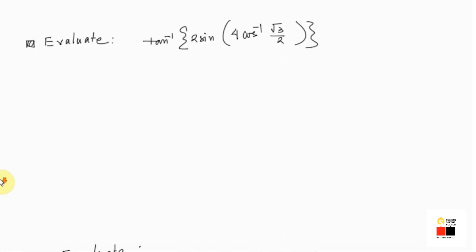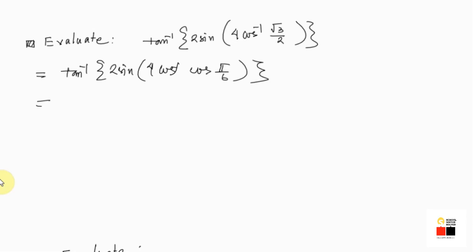Next, tan inverse 2 sine 4 cos inverse root 3 by 2. Tan inverse 2 sine 4 cos inverse root 3 by 2. Root 3 by 2 means cos pi by 6. Tan inverse 2 sine 4 into pi by 6. 2 2's are 4, 2 3's are 6.